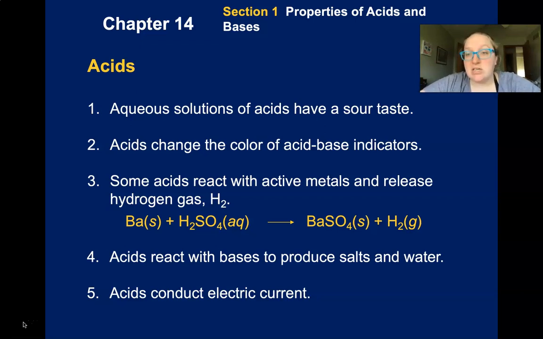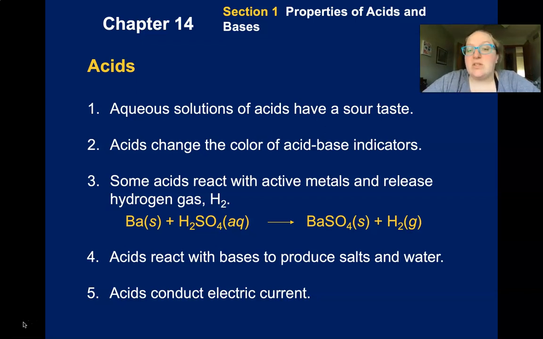Some of them change the color of acid-base indicators. So acids and bases will both tend to do this. If you're thinking about things like those little pool strips, those tend to have a range above and below a pH of 7 on the pH scale. And so if it's an acid or a base, it will change acid-base indicators as far as color is concerned.